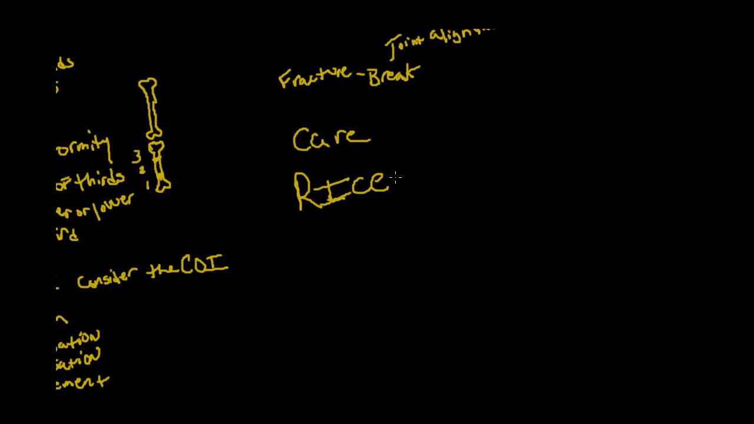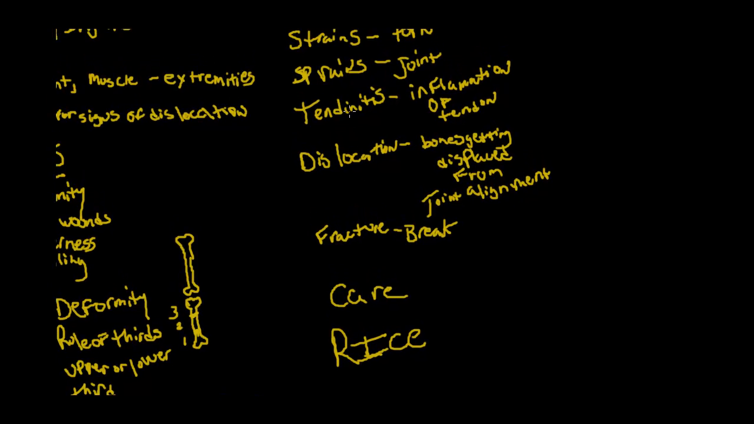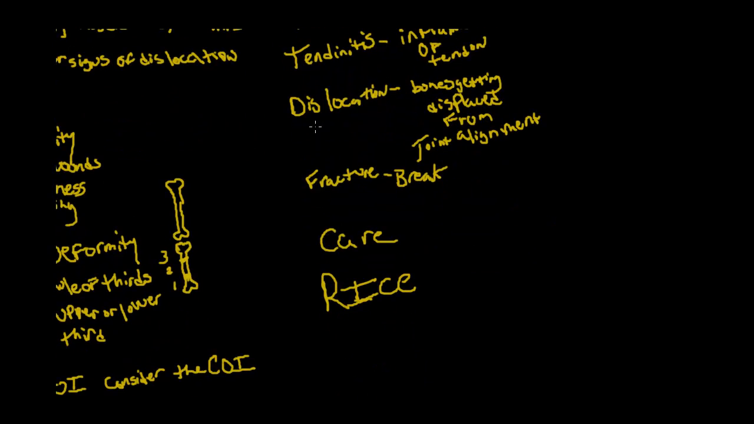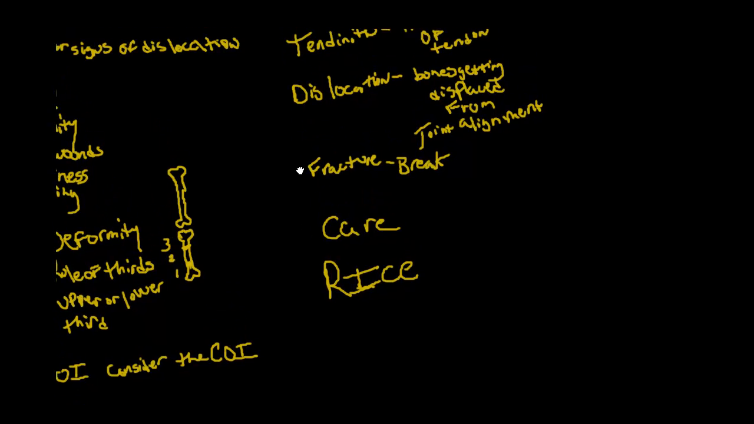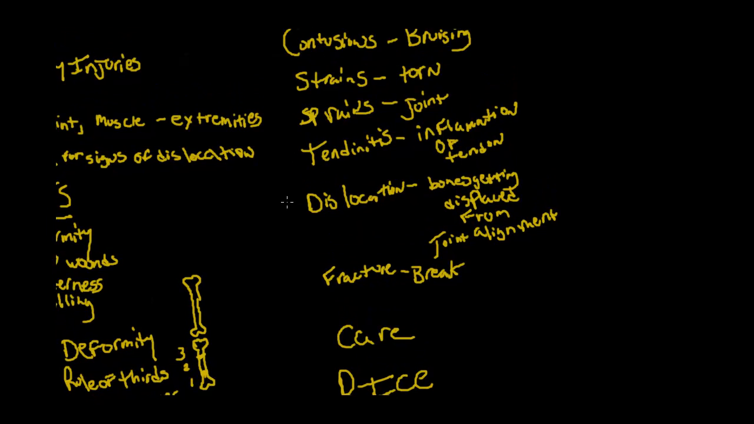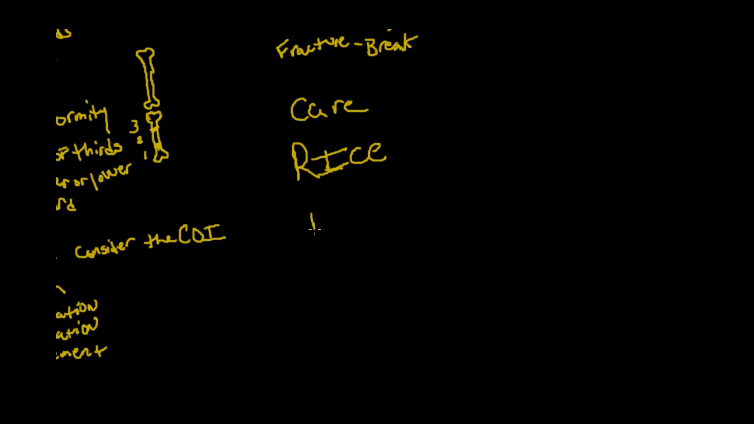RICE, unless you have some sort of open wound. But for most of these, especially dislocations, tendinitis, sprains, strains, contusions. Now fractures can be a little different. There's more care involved, and we talked about that in the last chapter. But right now with the RICE principle, I'm talking about dislocations, tendinitis, sprains, contusions, all that good stuff. You're going to use the RICE principle. So rest. Let the joint or injured area rest, so don't do anything using that joint.